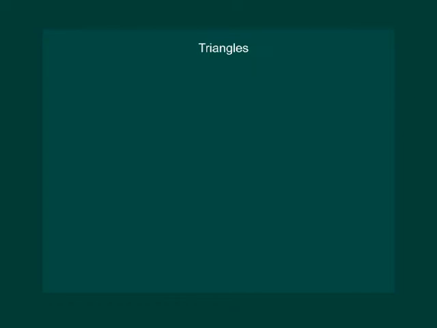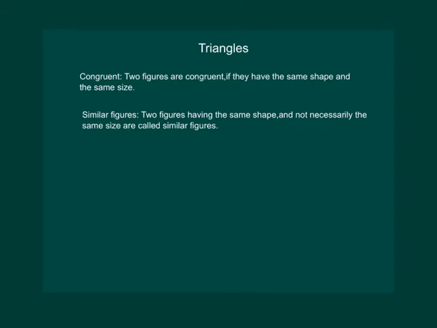We are familiar with the triangles and many of their properties from our earlier classes. Let us recall that congruency meant that if two things can completely overlap on one another, that is, they have the same shape and the same size. On the other hand, two figures having the same shape and not necessarily the same size are called similar figures. Let us try to understand both the definitions.